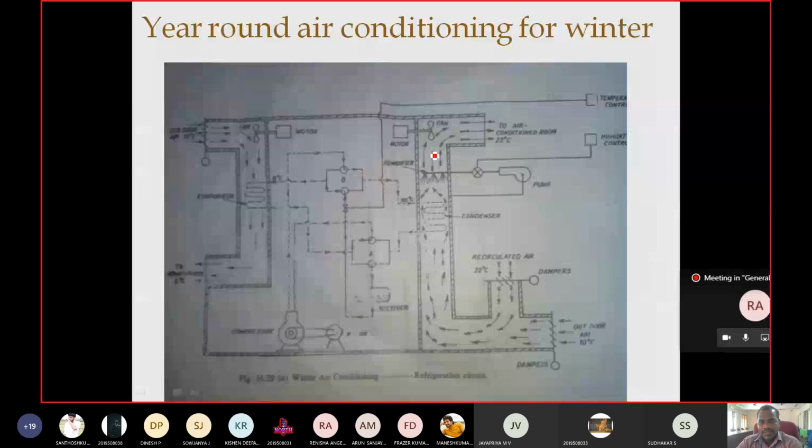So actually again it is the same, right? Just we can have the condenser here. Condenser, then air washer, humidifier. The other components will be the same.